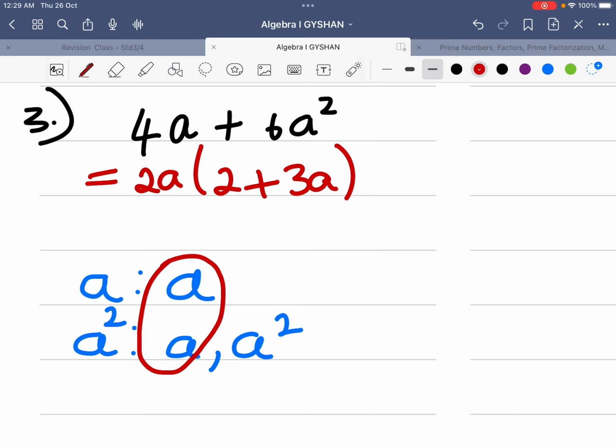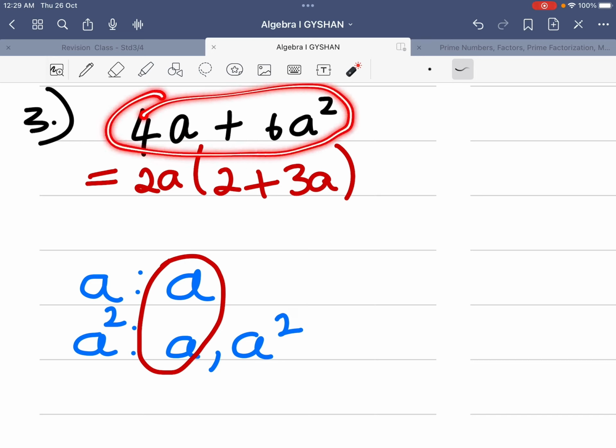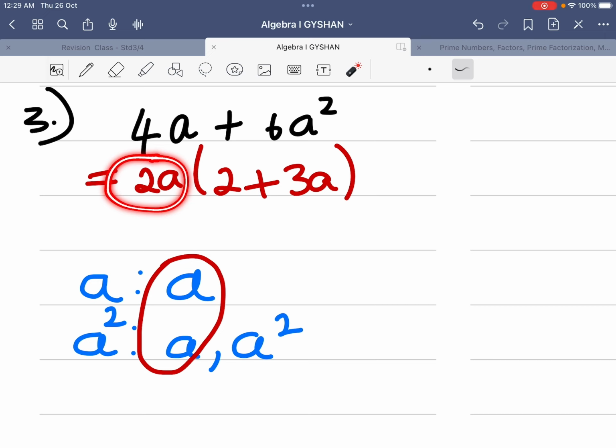A can go into both a and a squared. So we put that here as your factor. And then we want to get back this expression by simply multiplying this by what's inside the bracket. 2a multiplied by 2 will give you 4a, so that's good. And 2a multiplied by what will give you this? 2a multiplied by 3. 2 multiplied by 3 will give you 6. And a multiplied by a will give you a squared. So this is your answer.